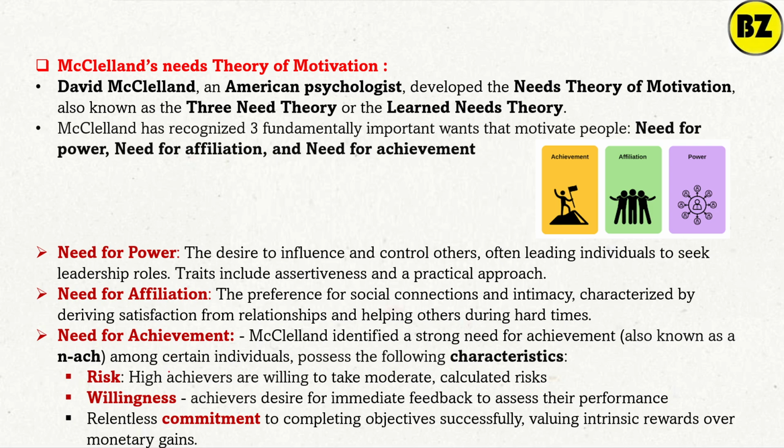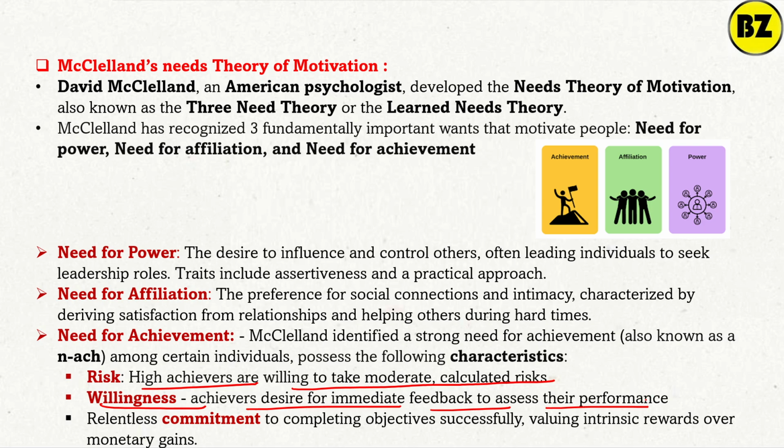Simply, McClelland identified that the person who has a risk-taking nature, willingness, and commitment is able to achieve something. In simple terms, people who can achieve are those who are able to take risks, who are willing to do the work, and who have hard commitment. What is the risk? High achievers are willing to take moderate and calculated risks. Willingness means the achiever has a desire for immediate feedback to assess their performance.